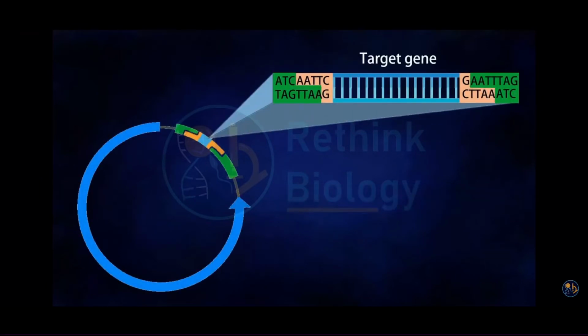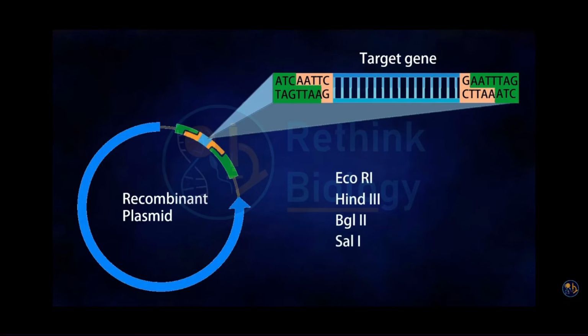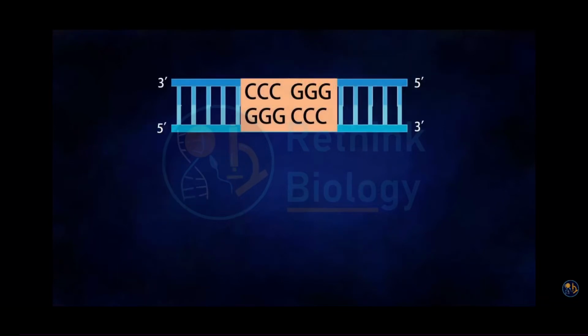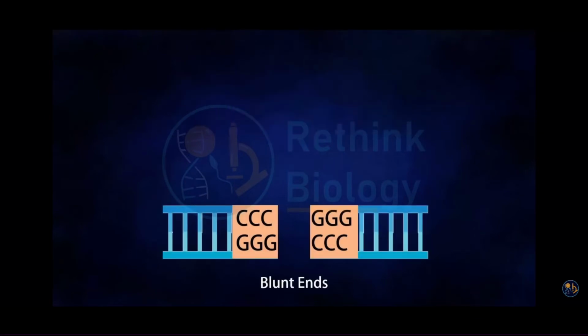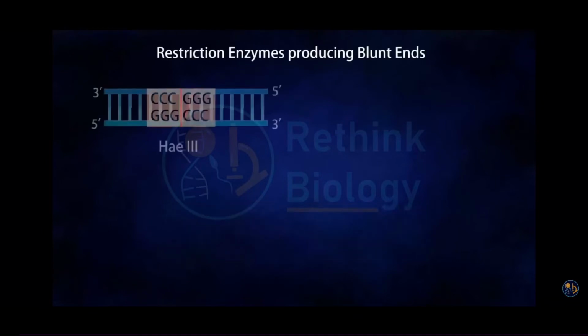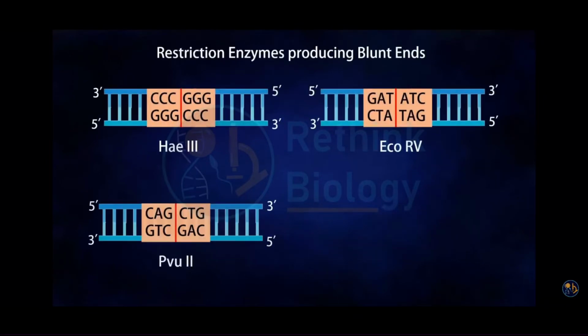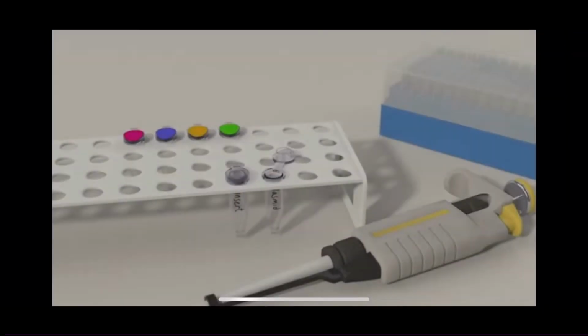This is why restriction endonucleases are a very important tool for genetic engineering. Examples of such enzymes are EcoRI, HindIII, BglII, SalI, etc. However, some restriction endonucleases produce flush cuts with blunt ends, which lack sticky ends. Even flush cuts with blunt ends can be altered to make them suitable for making recombinant DNA. Examples of such enzymes are HaeIII, SmaI, etc.